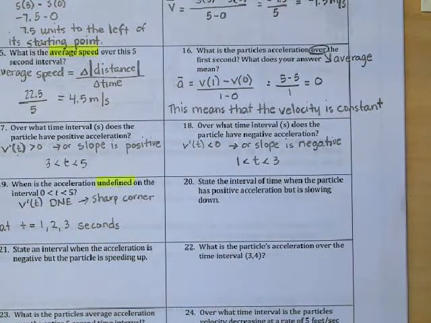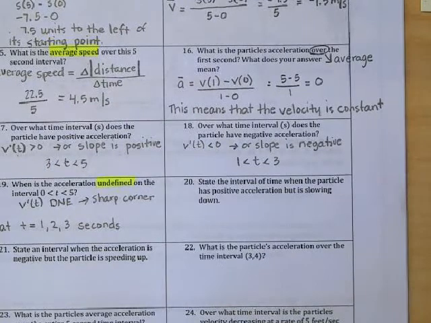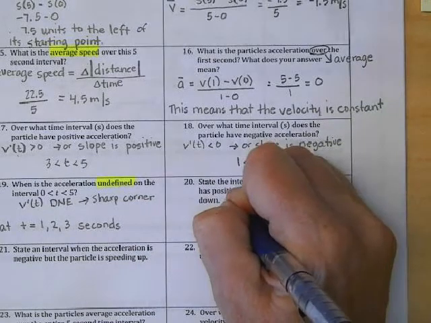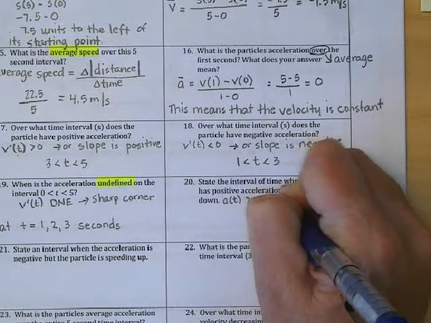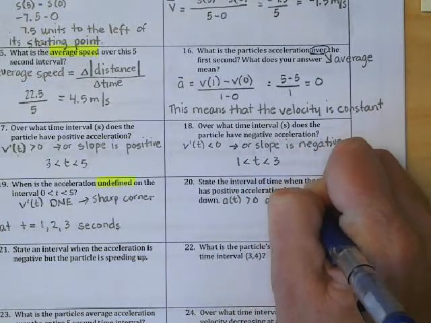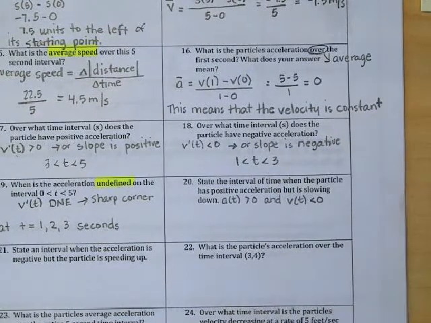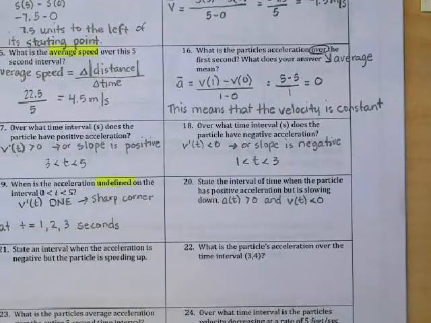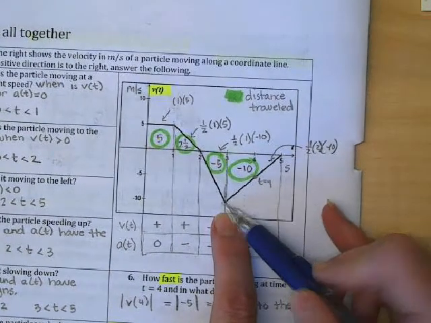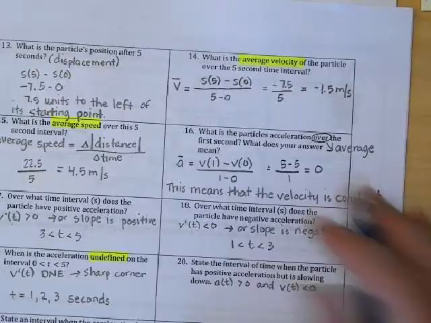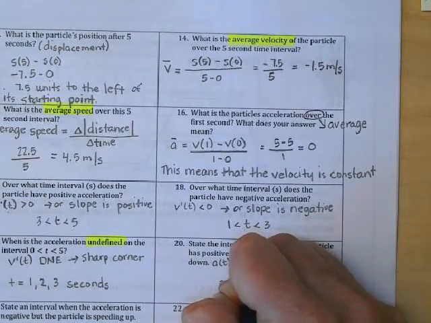Okay, state the interval of time when the particle has positive acceleration but is slowing down. If it's positive acceleration but it's slowing down, we want this to be greater than 0, and this to be less than 0. So acceleration is positive, velocity is negative. That's going to be between 3 and 5 seconds.